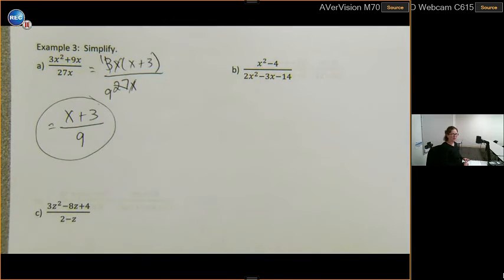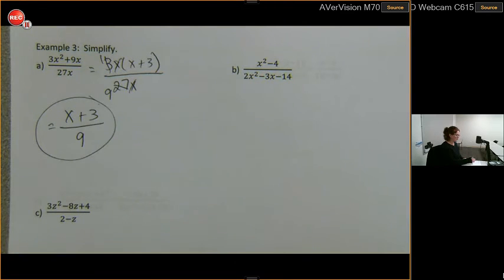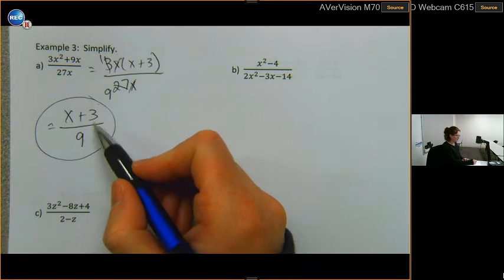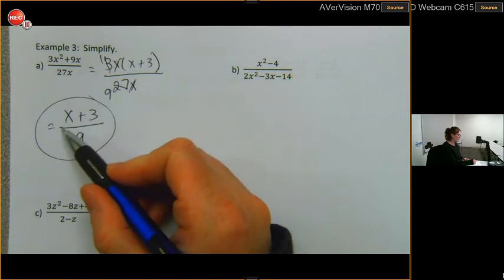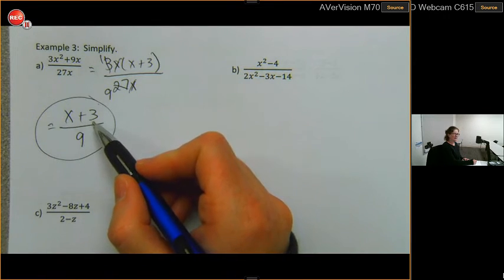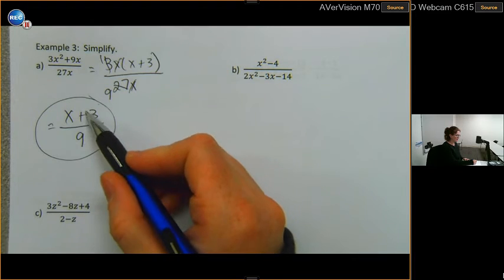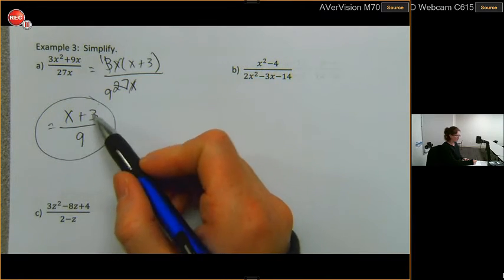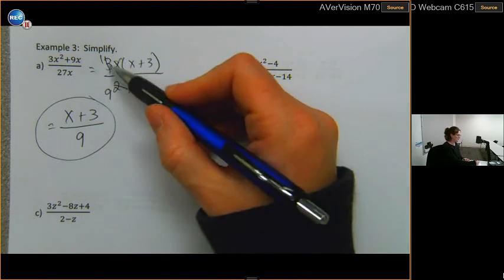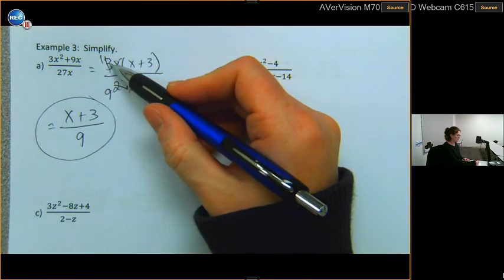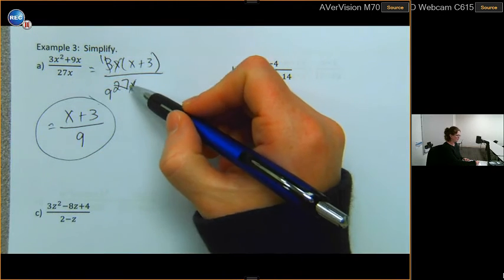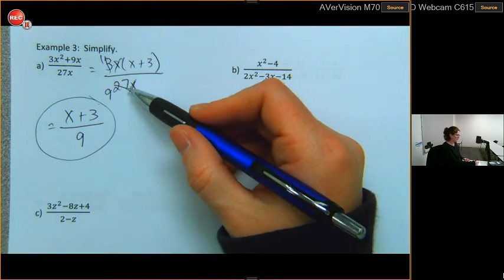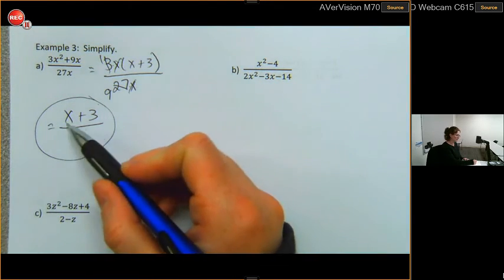As I mentioned earlier about not canceling pieces. So this 3 and this 9 do not reduce, because this 3 is a piece of the numerator, x plus 3. If it's ever connected with an addition or subtraction, you cannot cancel just one part of it. So this 3 and the 27 could cancel because they're connected through multiplication. So that's why the 3, it's 3 times x, and it's 27 times x, whereas this is x plus 3.